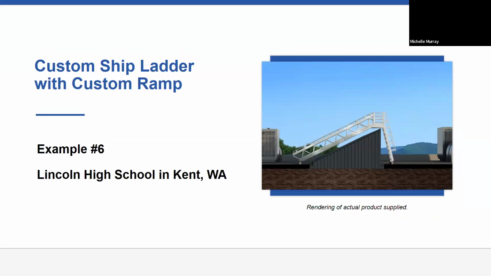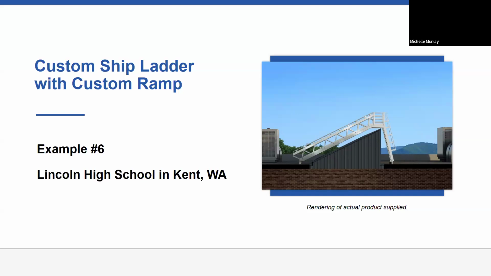This is Lincoln High School in Kent, Washington. We provided a custom ship ladder with a custom ramp. What you're looking at is a rendering of the actual product supplied. We provided 2 of these for their roof. They needed a way to access the other side of the light well, which was 50 feet long. We provided a custom ship ladder with custom ramp versus a stair because the angle is shallow. The ramp side has ridges to prevent slipping. The ladder side has treads, and handrails are provided for safety. Structural calculations were also provided.